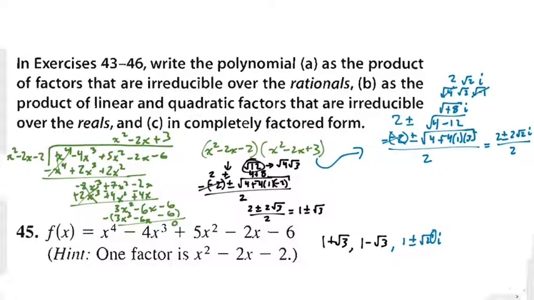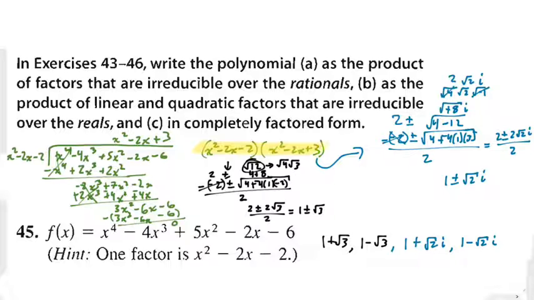I like to put this little hangy thing there to note that we are not including the i in the square root. Then we have 1 plus square root of 2i, and then 1 minus the square root of 2i. Now we got all our zeros. Okay, so this says, write as a product of factors that are irreducible over the rationals. You guys got that? That is this guy right here. We can't reduce this anymore over the rationals, so this is part A.